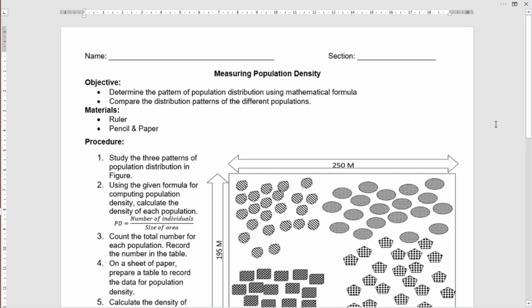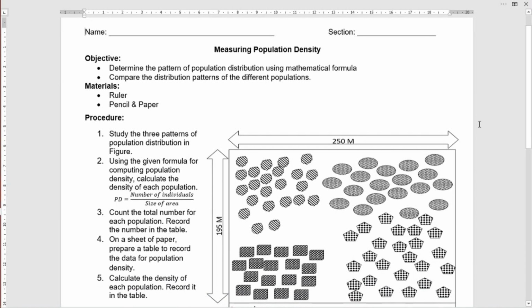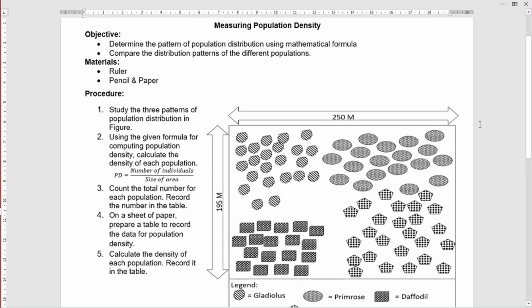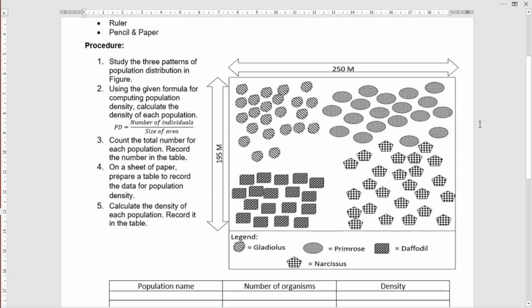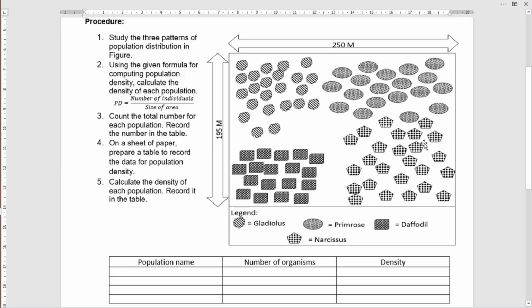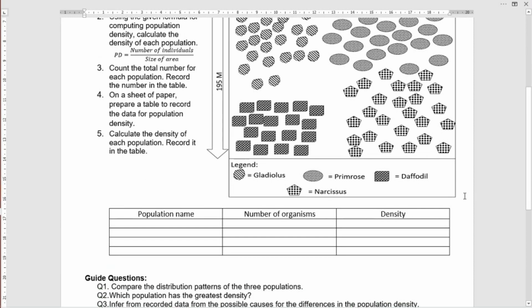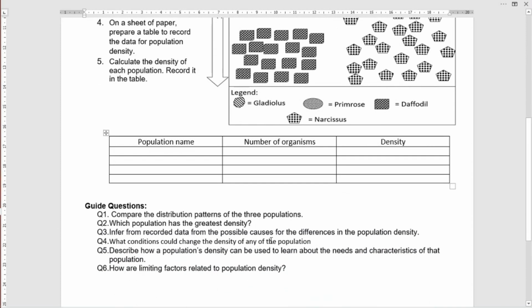On the second day, you are going to answer the worksheet entitled Measuring Population Density. You need a ruler, pencil, and paper and this worksheet. You will get the population density of the 4 species of flower: the population density of Gladiolus, Narcissus, Primrose, and Daffodil. After you have completed and recorded it in this table, you are going to answer 6 guide questions.